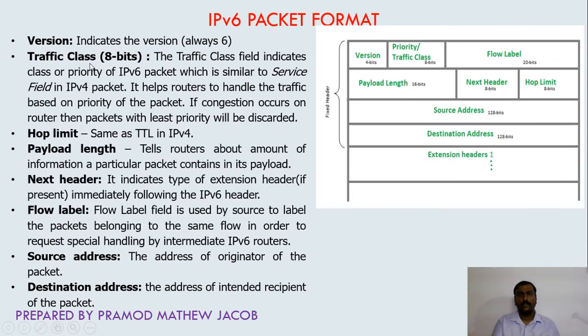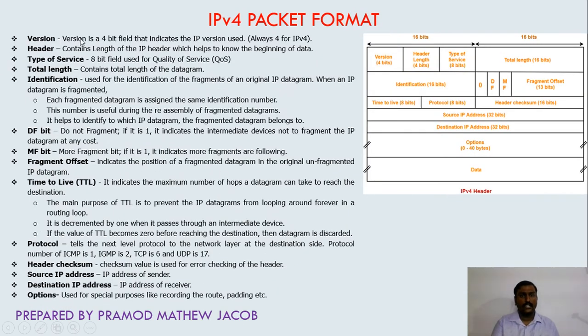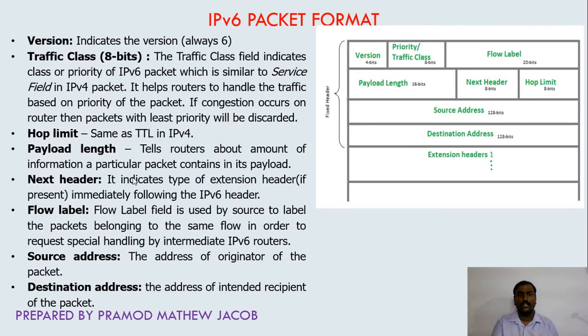Here the traffic class is similar to that. We use it to identify the type of service provided. It helps routers to handle the traffic based on the priority of the packet. If any congestion occurs on the router, then packets with the least priority will be discarded. Next is hop limit, which is the same as TTL in IPv4. In IPv4 we learned about TTL, which indicates the number of hops a datagram can take to reach the destination. Every time it passes through a particular hop, the value will be decremented by 1. If the hop value is 0, then the packet will be discarded. So hop limit is the maximum number of hops that a packet can travel.